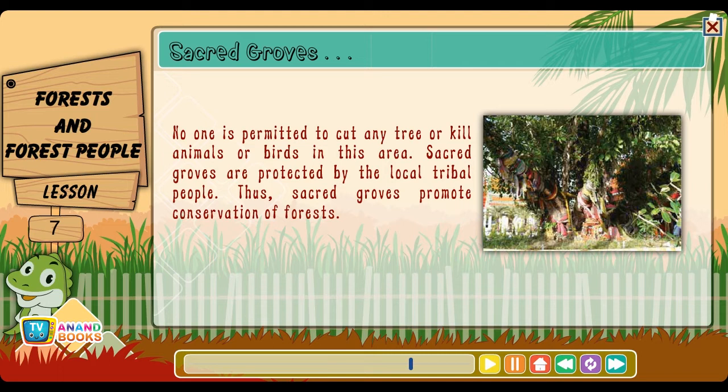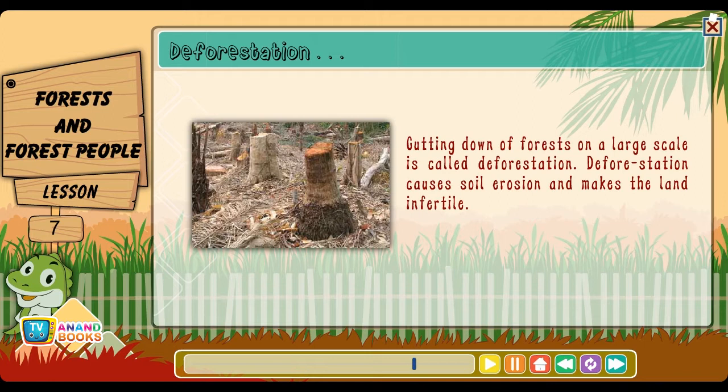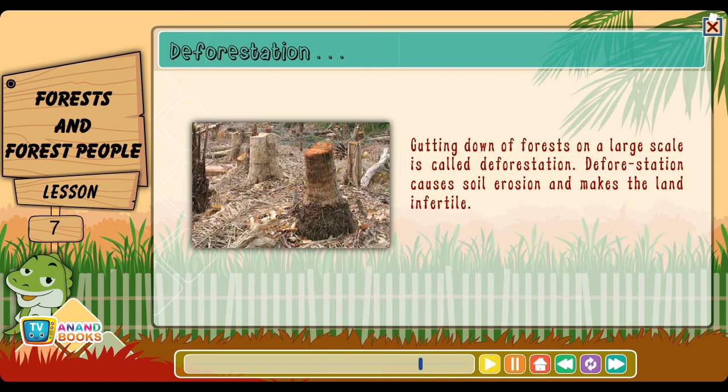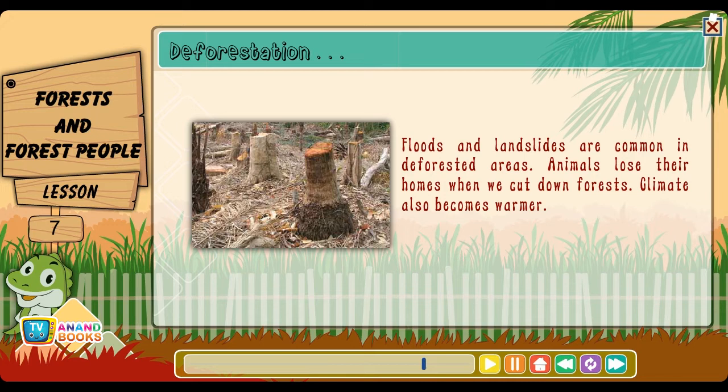Deforestation. Cutting down of forests on a large scale is called deforestation. Deforestation causes soil erosion and makes the land infertile. Floods and landslides are common in deforested areas. Animals lose their homes when we cut down forests. Climate also becomes warmer. Reasons for deforestation.